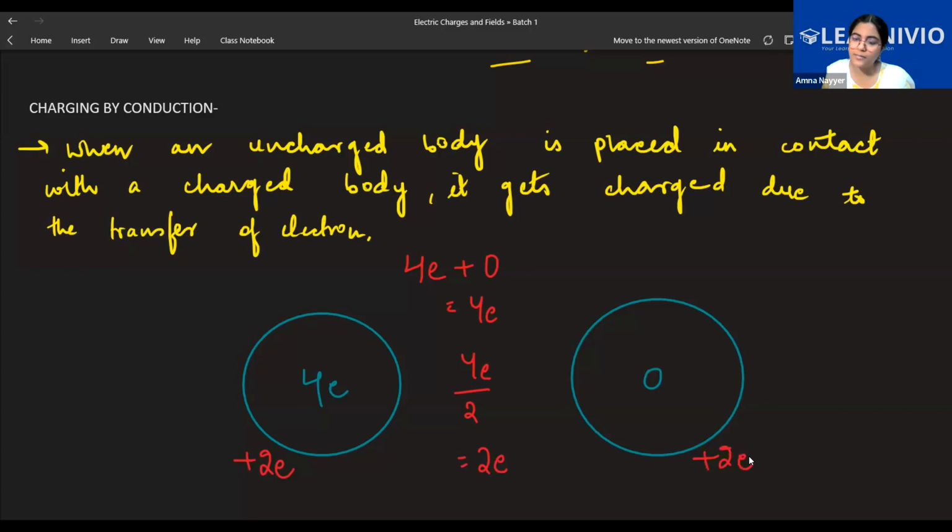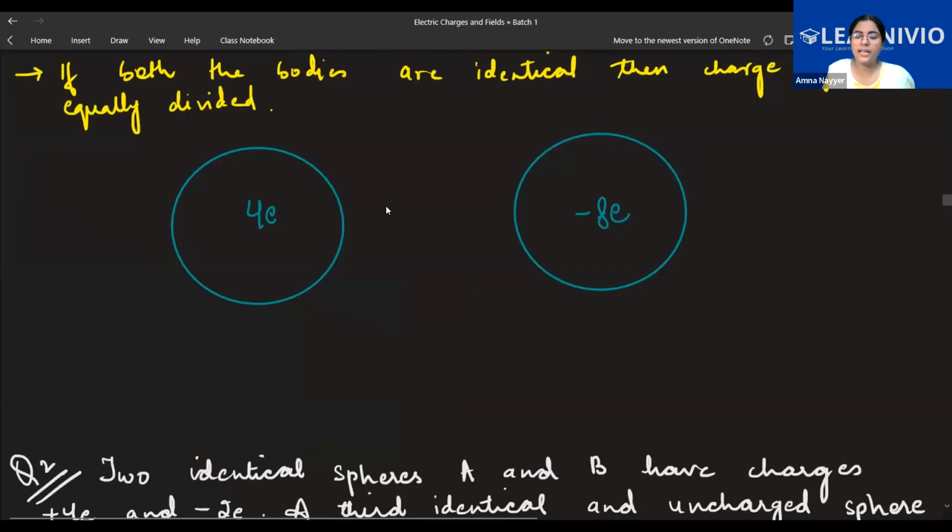Did you get it? Let's take one more example, 4e and -8e. So what's the total charge?